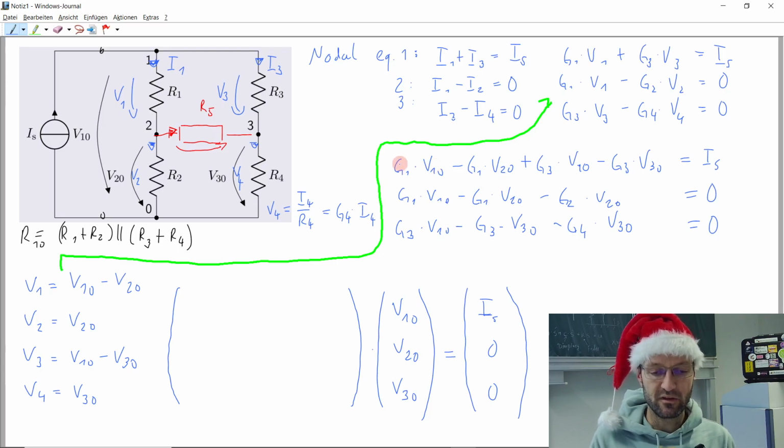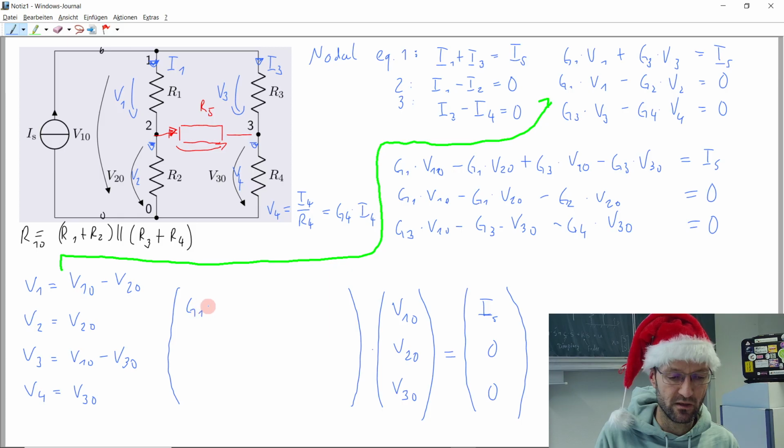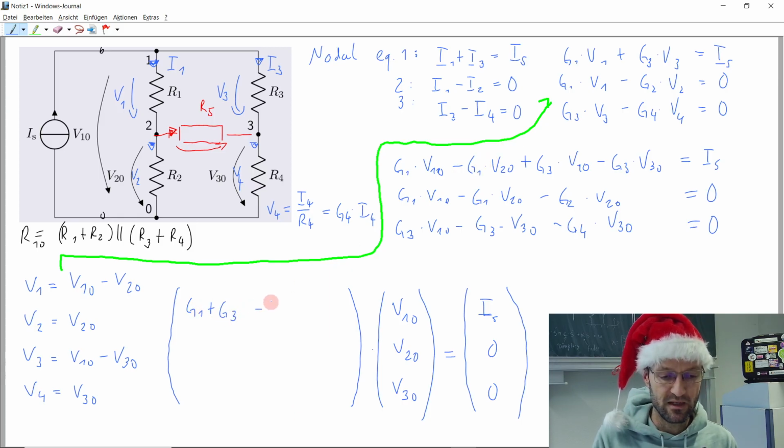And so now on this side I need to check. Related to V10, we have G1 and we have G3. So here I can write G1 plus G3. Then we have minus G1 that is associated with the second nodal voltage and minus G3 that is associated with the last nodal voltage, right? Okay, so in the second line I will do some trick. I will change all the signs here. I will make this plus and this minus.